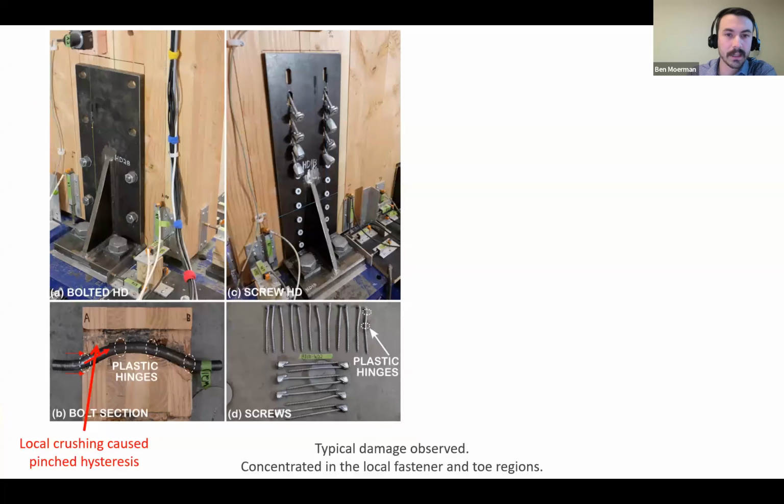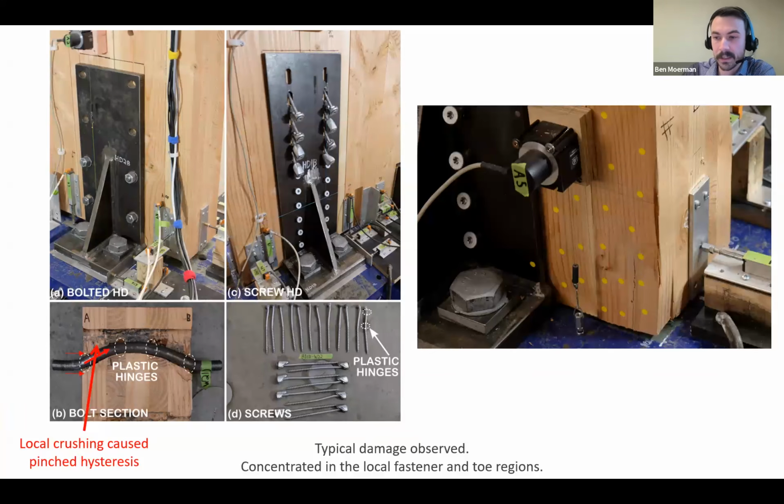In the screwed hold down, we saw as the wall uplifted, the screws slowly pulled out and also bent. So you can see basically some good hinges in the 90-degree screws. In the inclined screws, they basically just pulled their way out. You can see them hanging there.